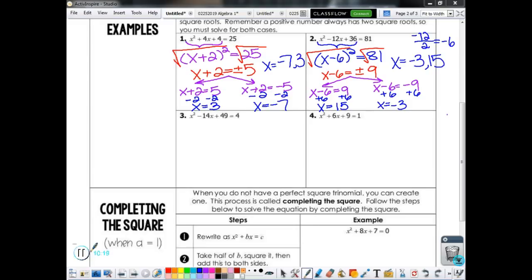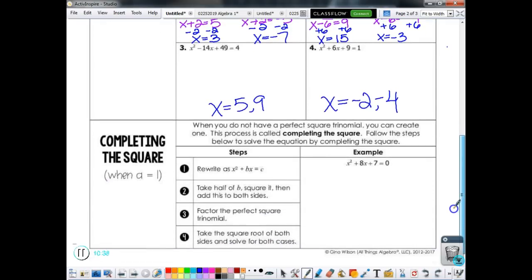Okay, so if you did them, you should have gotten x equals 5 and 9, and x equals negative 2 and negative 4. Okay? So now, it's not always going to be set up to where it's perfect like that. Okay? Sometimes we ourselves are going to have to do that. Okay? And we call that completing the square.